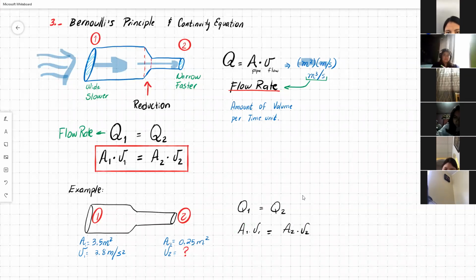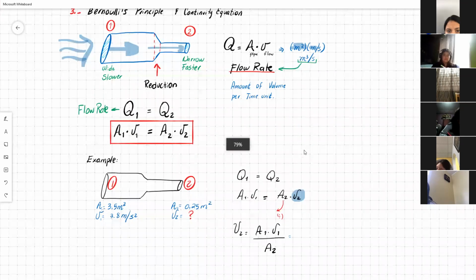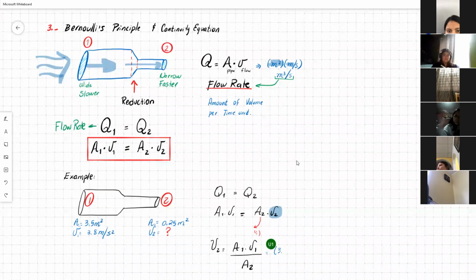I want to find velocity 2, which means that I need to move area 2 off its position. It's multiplying, so it goes to divide. So velocity 2 is going to be equal to area 1 times velocity 1, divided by area 2. We replace by the givens, and we have area 1, which is 3.5 square meters, times velocity 1, which is 3.8 meters per second, divided by area 2, that is 0.25.